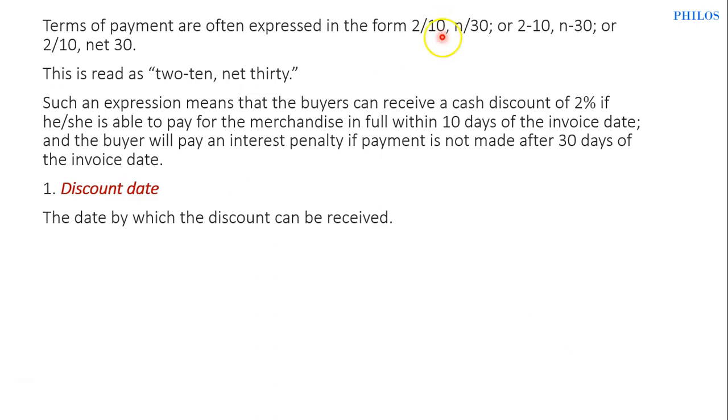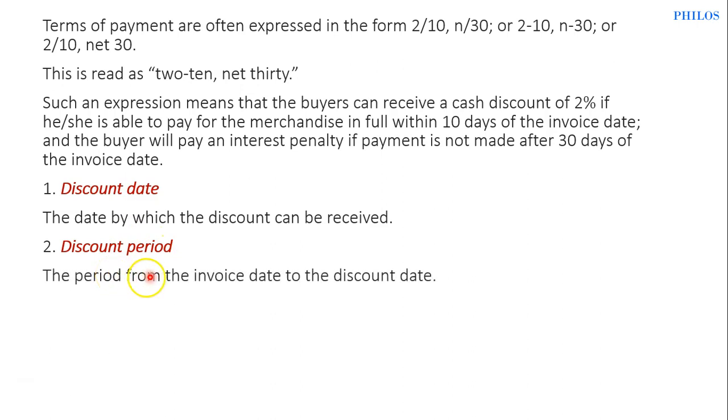So that 25th January is the discount date we are talking about. Then the second one is discount period. Now the discount period is the period from the invoice date to the discount date. Under the discount date, I gave you an example and told you that given that the invoice date is 15th January, using 2/10 here, the discount date will be 25th January, isn't it? So if you want to know the discount period, you will say that the discount period is 15th January to 25th January. That's how you state the period.